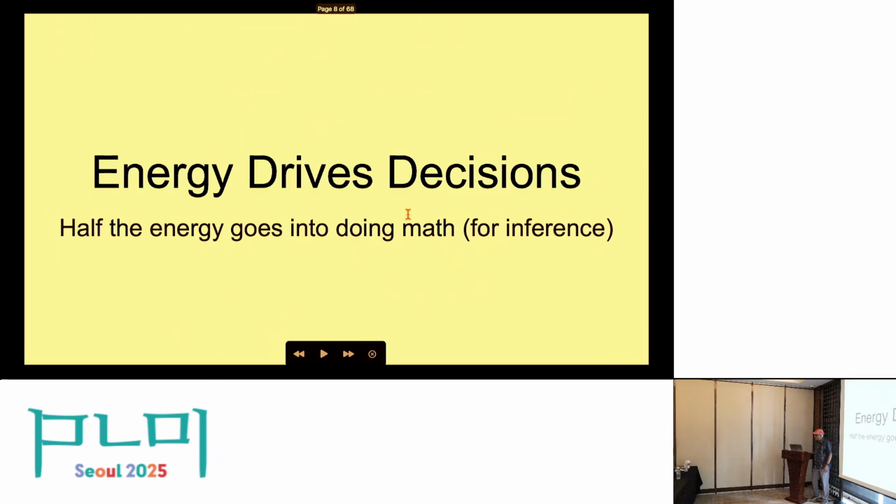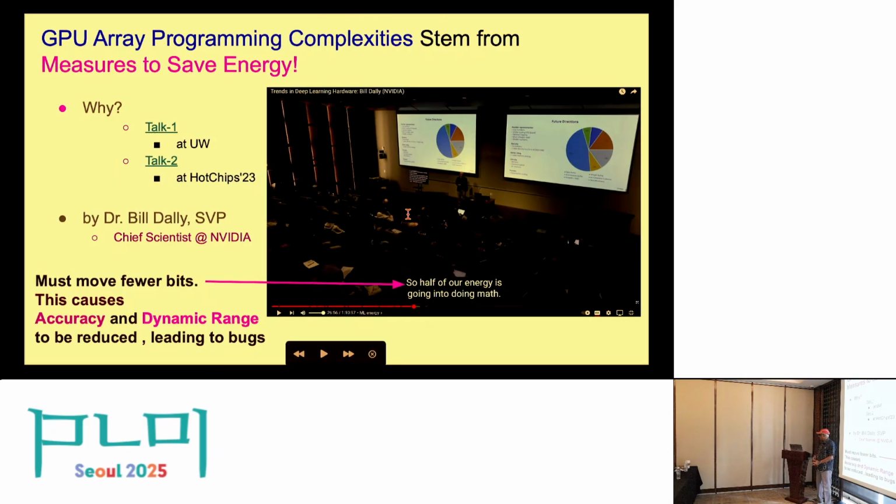But coming to the main point of the talk, now that I've gotten some of the background away: energy drives decisions in this space. This is well known. In one of Bill Dally's talks, which he repeated at Hot Chips in 2023 and also at other places, he points to the fact that arithmetic takes half the energy for inference. And the trend at least is clear that math is increasingly where we spend a lot of energy. So we have to do something about that to rein it in, for obvious reasons.